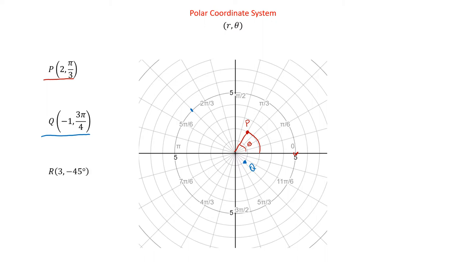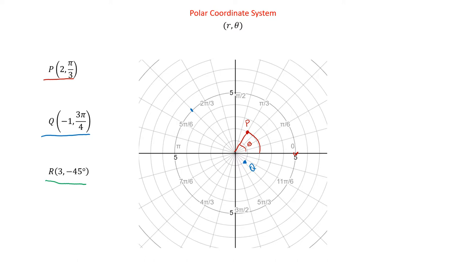How about 3 comma negative 45 degrees? Well, we can use degrees too. It doesn't have to be radians. We can go between. This graph that I have here happens to be labeled in radians, but it could have been labeled in degrees. This graph, by the way, is just a blank graph from Desmos. You can change Desmos to use polar coordinates in the little menu up in the top right.